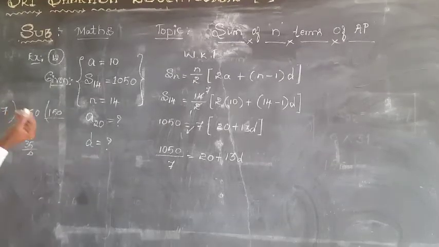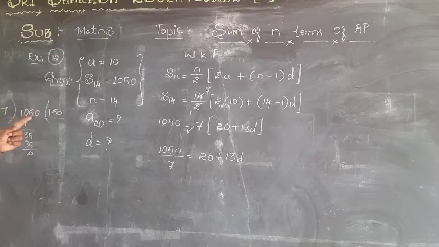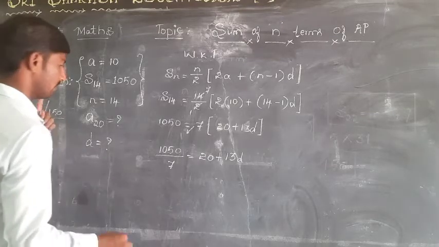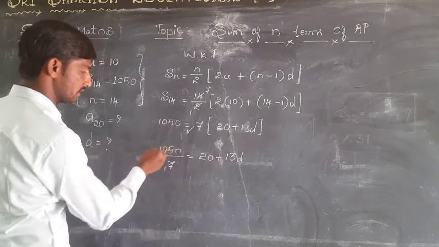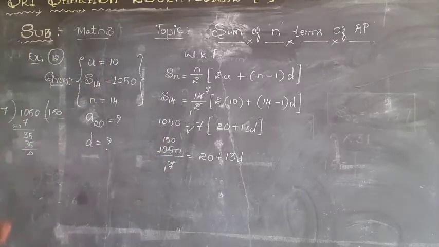If you want to cross verify, just multiply 150 into 7. 7 0s are 0, 7 5s are 35, 3 carry, 7 1s are 7 plus 3, 10. Yes, we got it. So therefore with 7 we can divide 1050 by 150 times. So 7 1s are 7, 7 5s are 35, it is 1050.